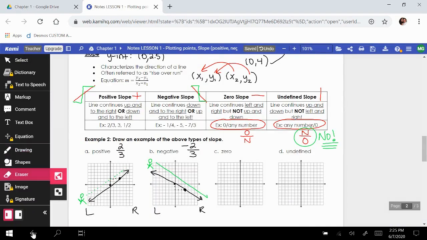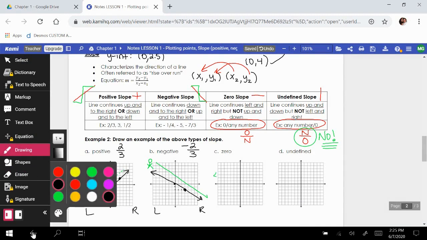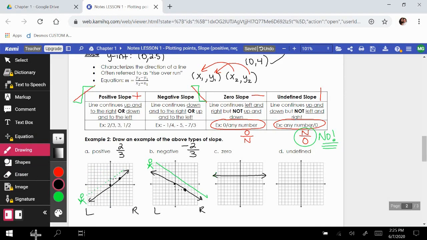Let's go ahead and take a look at 0. Zero slope can be any horizontal line. So I'll just draw this horizontal line. And an undefined slope is going to be a vertical line. So any vertical line that you want to draw.